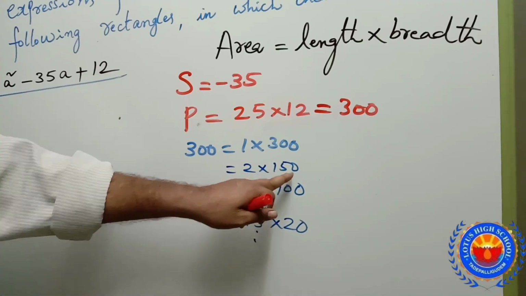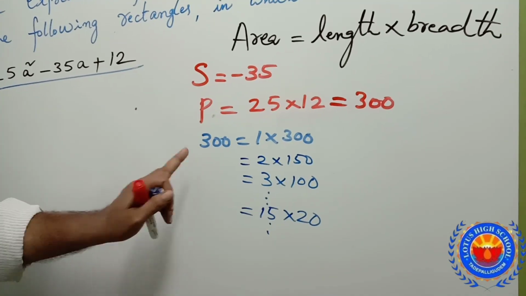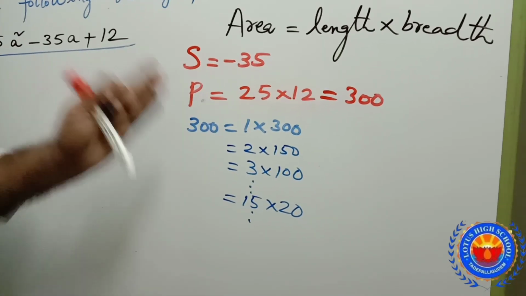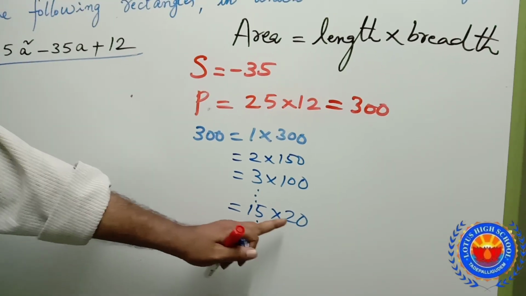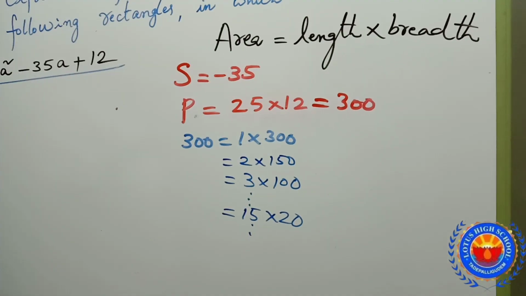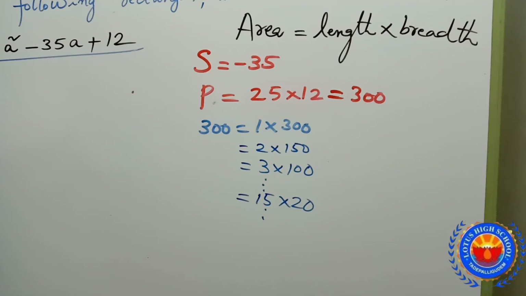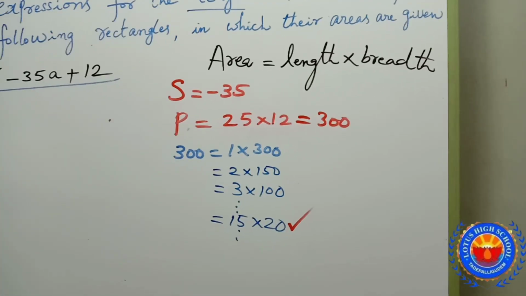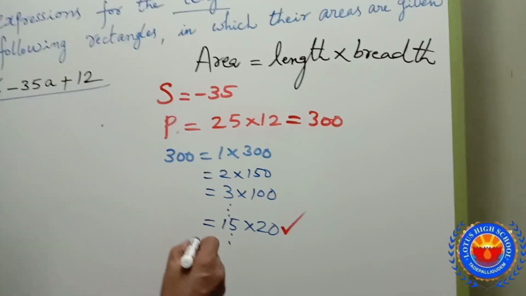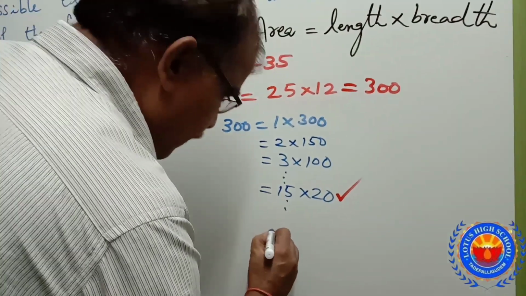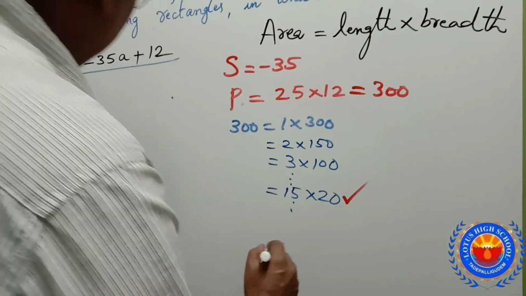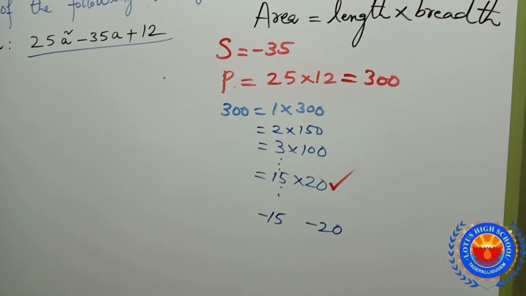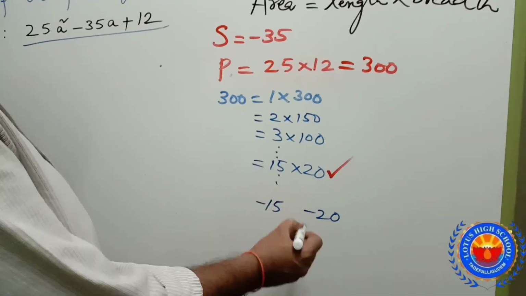So 1 into 300, 2 into 150, 3 into 100, like that you check 4, 5, 6, 7. If it is divisible, you check. 15 into 20 is nothing but 300. Now in this, 15 and 20 will be suitable, I think. So here the numbers are plus 15 and plus 20, or minus 15 and minus 20. I'll take minus 15 and minus 20.